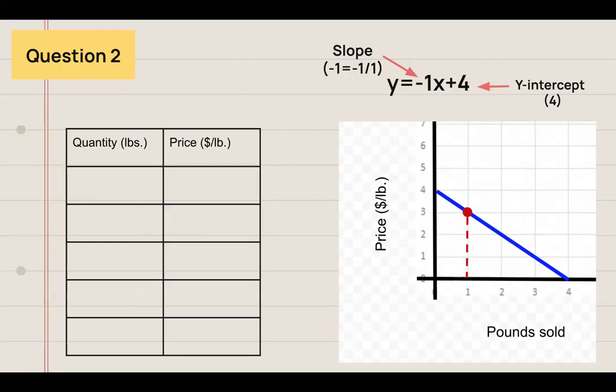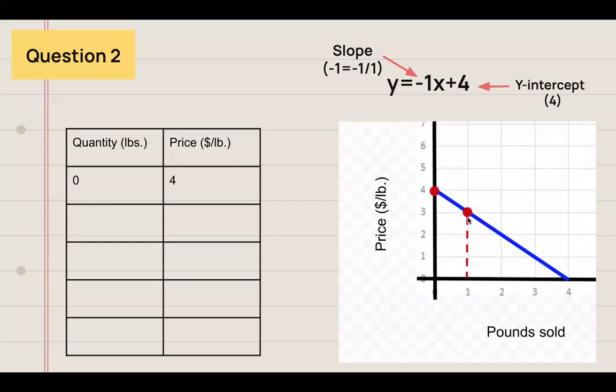Our final question asks us to make a table with the points on this line. So our first point, we had already determined the y-intercept, where x equals 0. The y value is 4. So in our table, that looks like this. 0 under quantity and 4 under the price. Remember that we always report the x value first and the y value second.